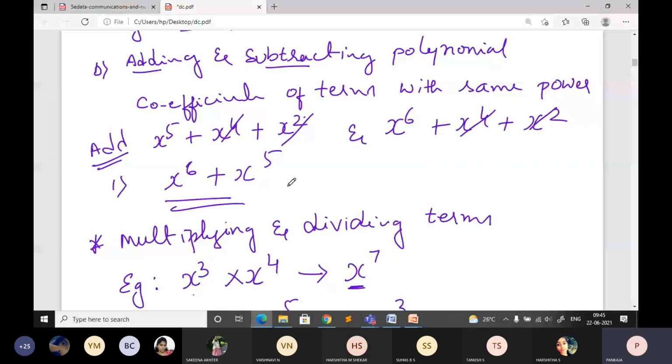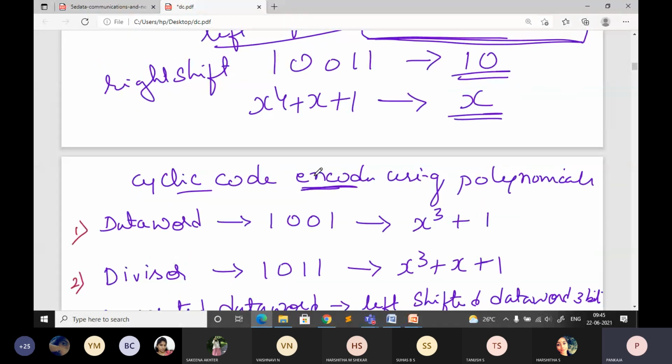Okay, so let me just repeat. You take any number, take 1, 0, 0, 1, 1. Okay, so now, how are we going to represent this? Binary to polynomial, no? So now you need to represent this into polynomial. If you know binary to polynomial, polynomial to binary is same only. Okay, I got it, ma'am. That's all. Very simple.